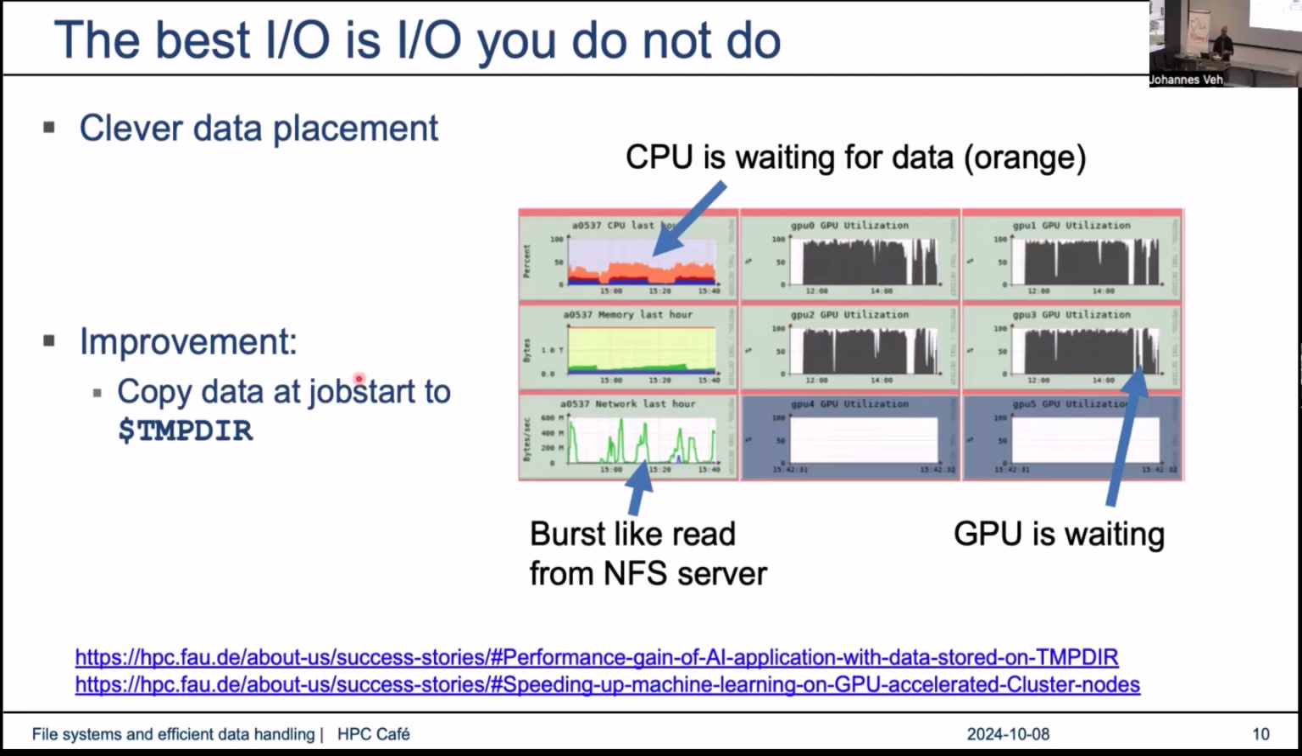So this is why we recommend to copy in your data at the job start to temp directory and then use the temp directory as data source for your code. This will reduce the load on our NFS service and make life easier for everyone. And I just have 2 links to support cases we had in the past where we analyzed the code before and after implementing intelligent data handling.